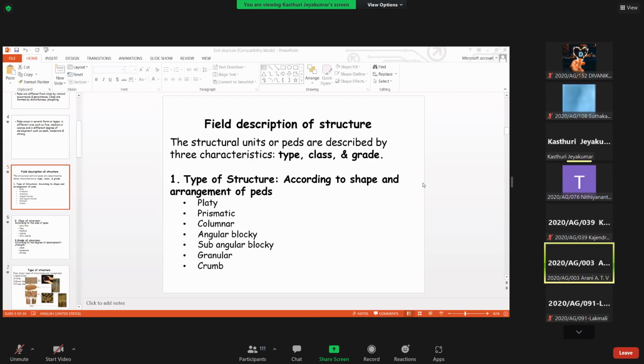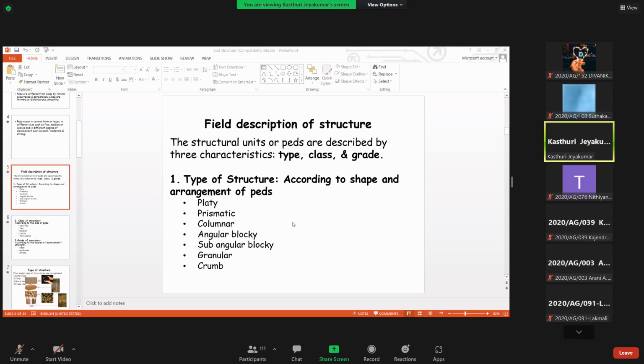003. Okay. Field description of structure. There are three main characteristics describing the structural units or peds. They are type, class, and grade. Types of structures according to their shape and arrangement of peds are platy, prismatic, columnar, angular blocky, subangular blocky, granular, and crumb.